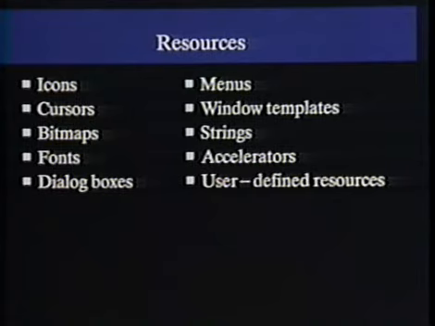We have dialog boxes. We can also do things with fonts. We describe menus. We have descriptions for windows. We can also predefine strings. We have some things called accelerators, which are keystrokes that speed up the operation of selection for menus. We also have other user-defined resources, a mechanism for a user to define his own resource.